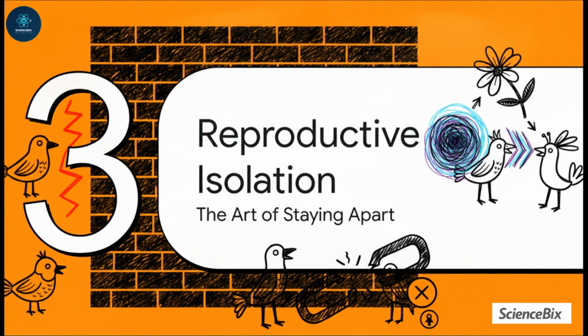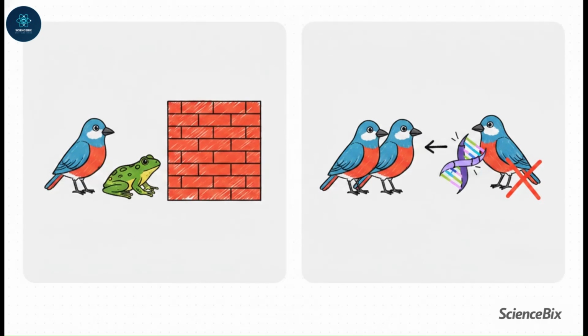Section 3, Barriers to Reproductive Isolation. The art of staying apart. So if the whole biological species concept hinges on populations staying isolated, how does nature actually enforce that? Well, it sets up two distinct camps of defense. You've got prezygotic barriers. These are the mechanisms that actively block mating before it even gets a chance to start. And then you have postzygotic barriers, nature's biological safety nets that deploy if mating actually does happen.